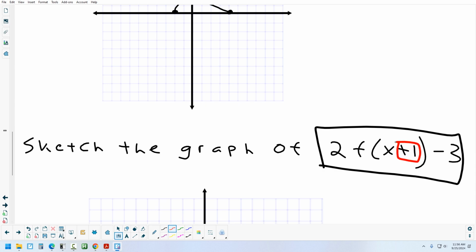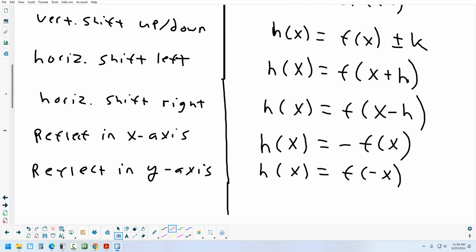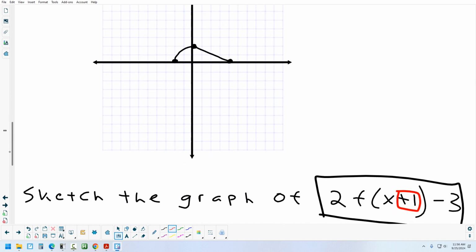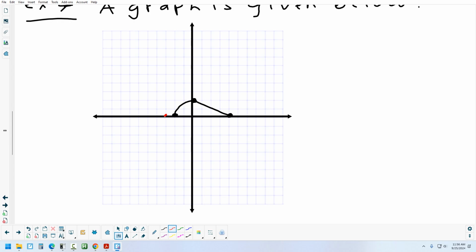What does a +1 do to my picture? +1 would shift it horizontally. Can you be more specific? It would shift to the left one. Shift to the left one. So that's the first thing. Yep. All of these dots are going to go left one. Okay, so that's your picture after step 1.